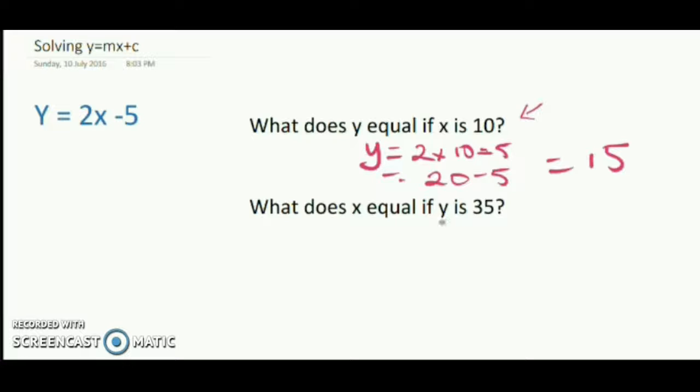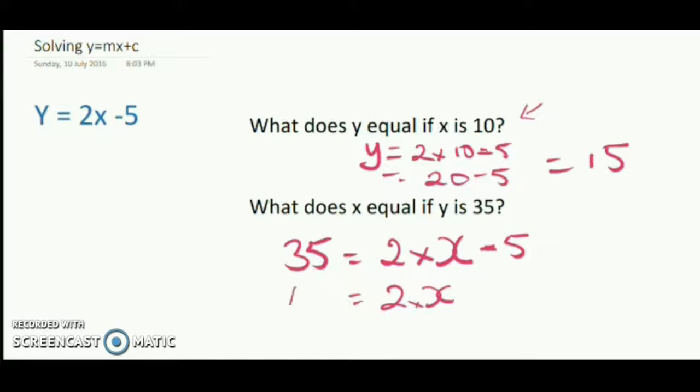Now the tricky part happens when we have to find out what x would have been if the answer y was 35. Looking at this equation, 2 times what minus 5 equaled 35. So what if we hadn't minus the 5? We would have had 2 times x, and we would have had 40. So what could x have been? 2 times something is 40. Well, that something has to be 20, doesn't it? So x must have been 20.